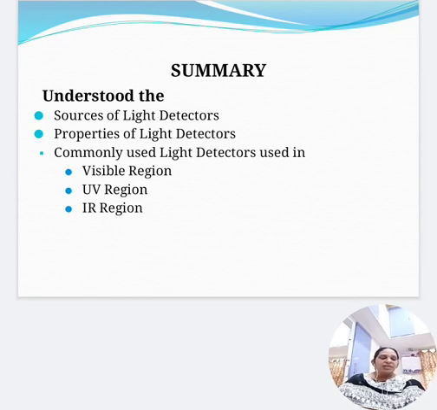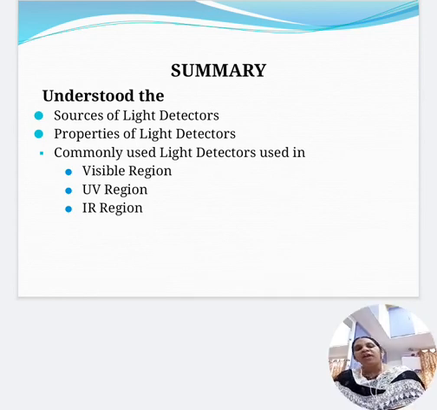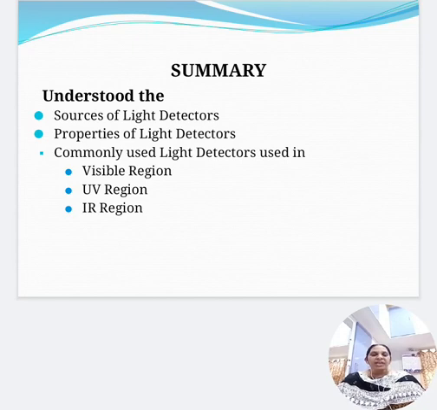Photon detectors are spectrally selective detectors, and they consist of an active surface that absorbs radiation, which in turn causes emission of electrons for generating a photo emission current, as in the case of photo emissive cells, or they promote electrons to conduction bands, enhancing the conductivity of the device, as in the case of photoconductive cells.